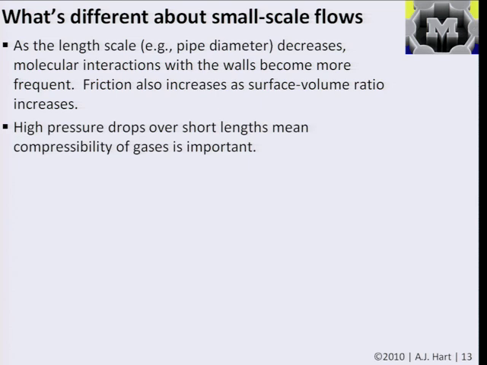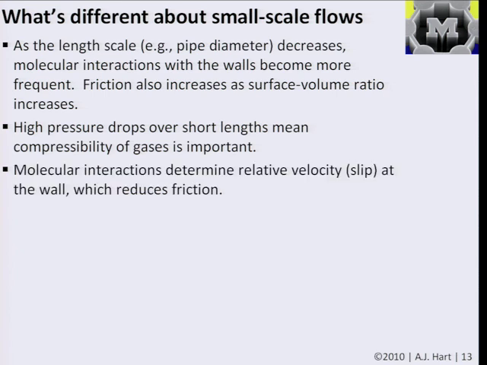And another thing that's important to consider is that if you have high pressure drops over short lengths, in microscale geometries, and this applies to gas flows, the compressibility is important. Basically, you have to consider the density change as the flow goes through. And we'll see that has a big effect on the prediction we would have for, say, the flow rate through a pipe of a certain geometry. And then the details of the molecular interactions are what determines the relative velocity at the wall, and that's what we're going to call slip.